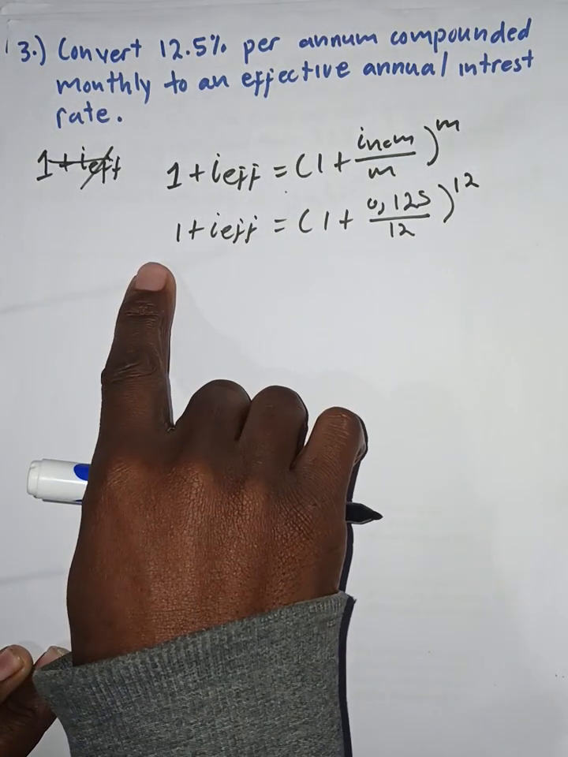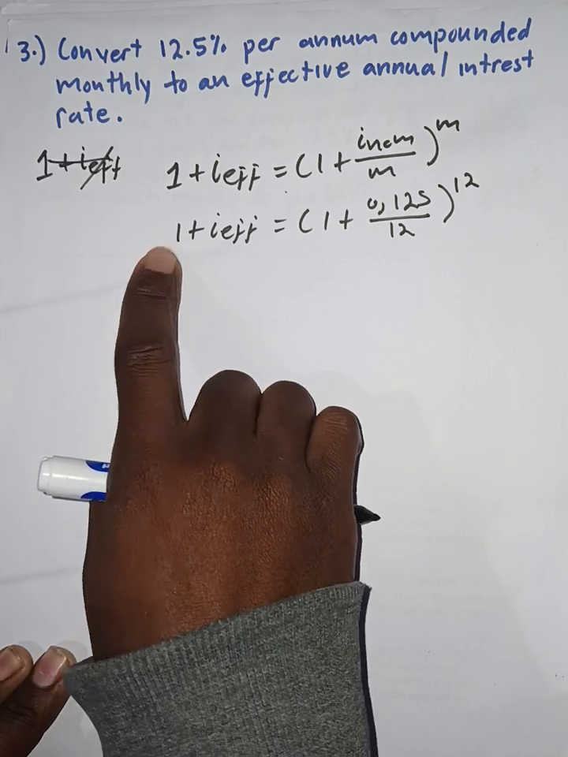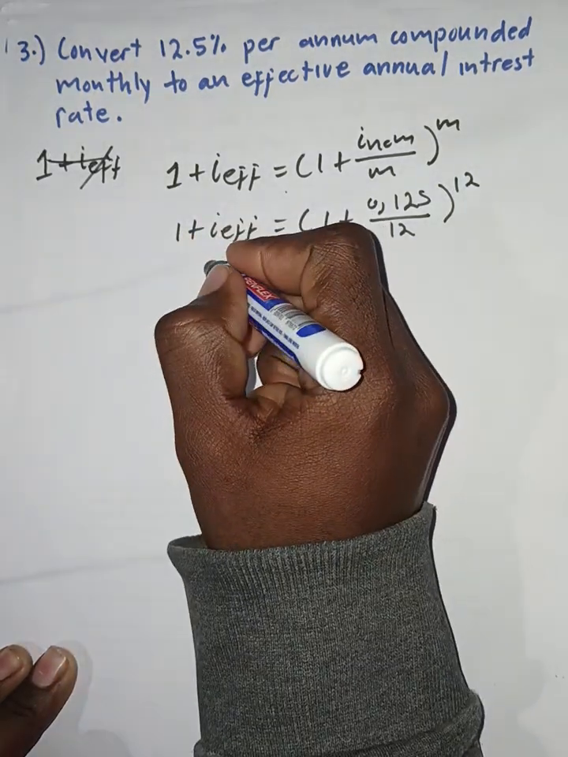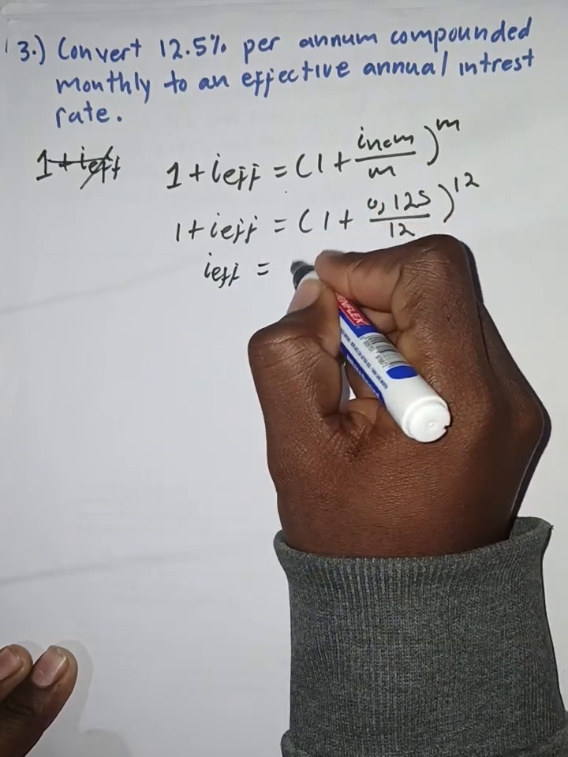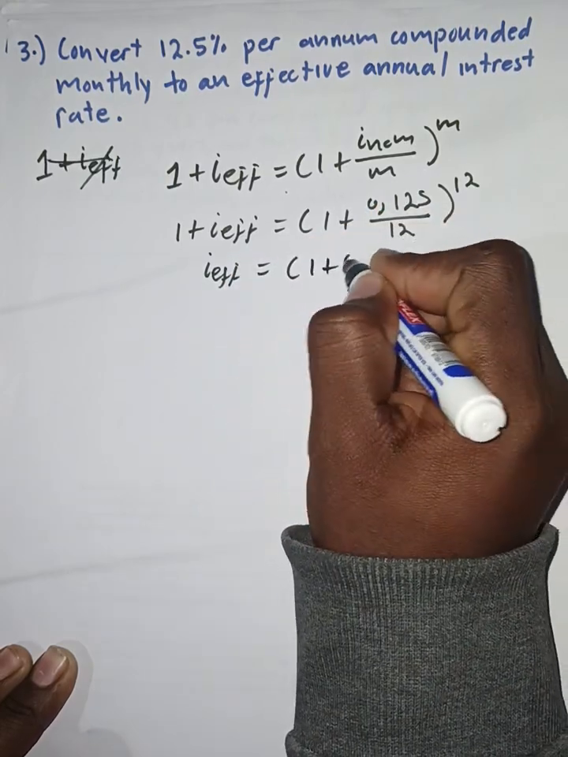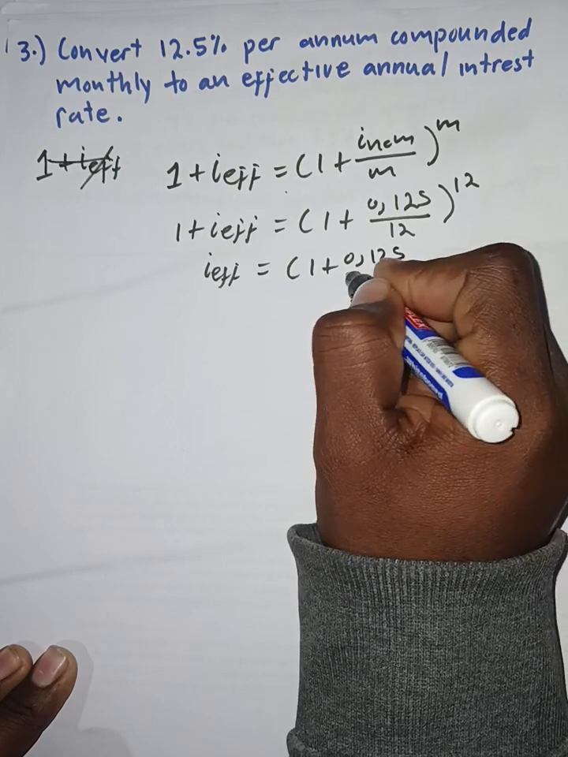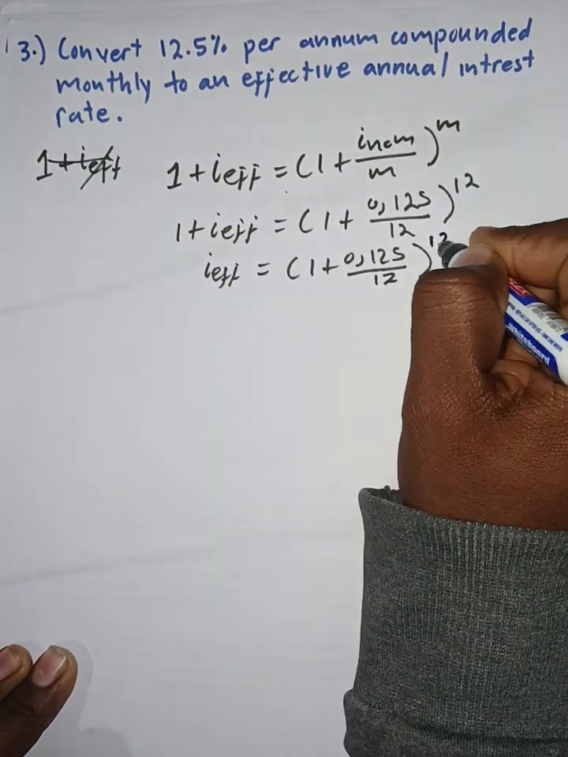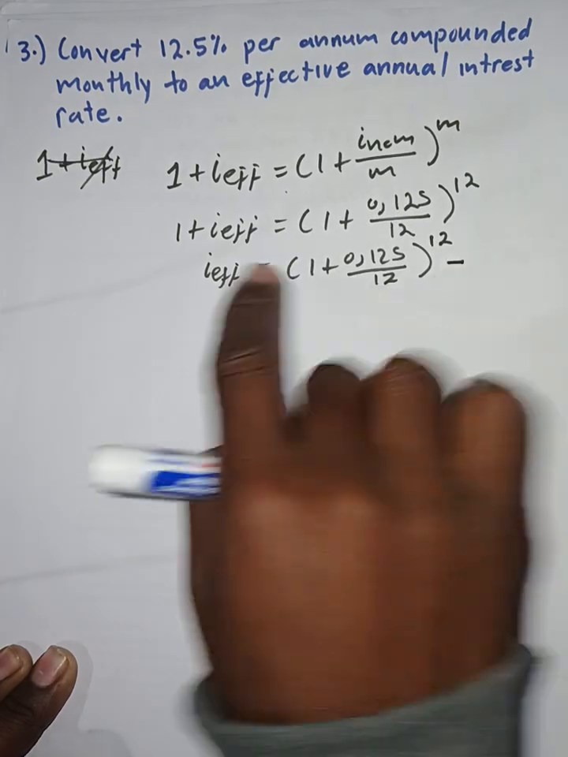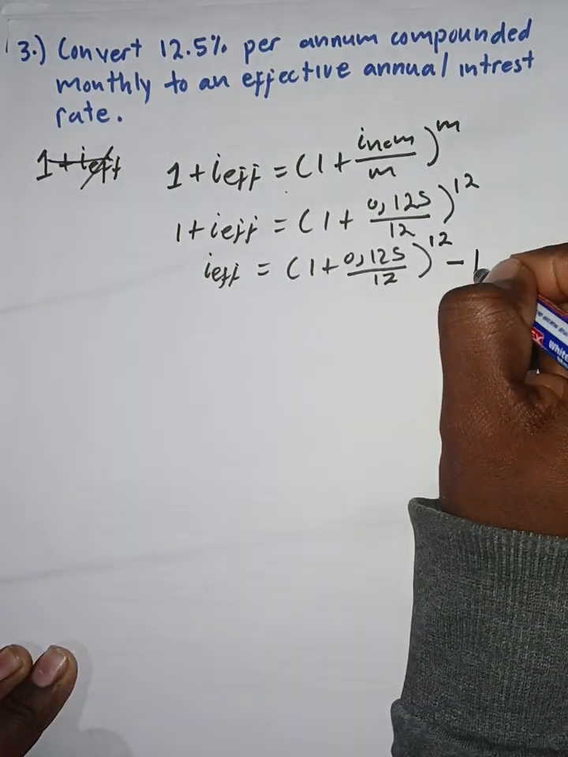Of course, I would subtract 1 on both sides. So in this case, on my left hand side, I will be left with i effective. So that would be 1 plus 0.125 all divided by 12, all of that to the power of 12. Now remember, I subtracted 1, right? So I would subtract 1 on that.